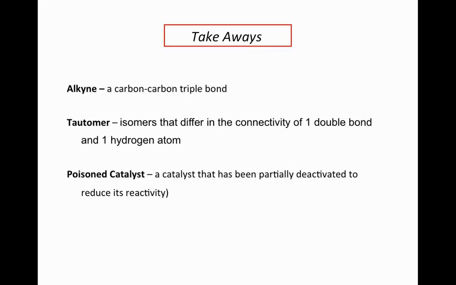In effect, we exchange the place of a hydrogen atom in a double bond to create tautomers. We'll take a look at this in detail here in the pre-lecture. A poisoned catalyst is a catalyst that has been partially deactivated by the addition of another substance in order to reduce its reactivity in a reaction.